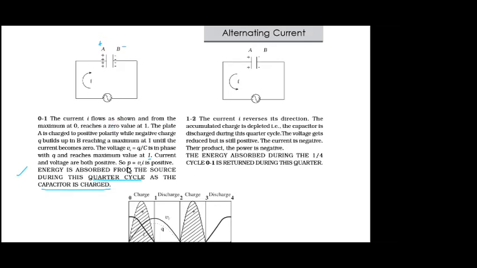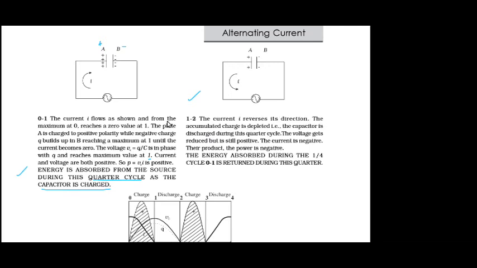Now the voltage Vc is equal to Q by C, in phase with Q and reaches maximum value at 1. Current and voltage both are positive. So power P is equal to Vc multiplied by I, is positive. Energy is absorbed from the source during the quarter cycle as the capacitor is charged. It is self-explanatory. Now the second part, the current I reverses its direction.